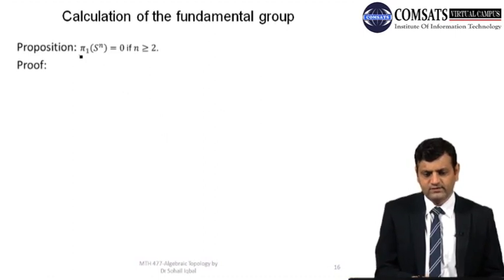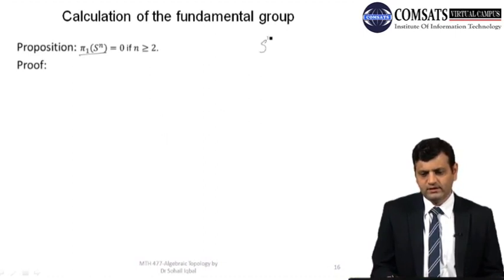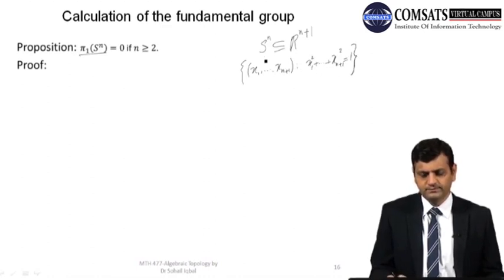It says that if we have Sn, which is basically an n-sphere in R^(n+1). So how do we define this thing? It is the collection of all points (x1, x2, ..., x_(n+1)) such that x1 squared up to x_(n+1) squared is equal to 1. So, the set of all points on this unit n-sphere. So this proposition says that whenever n is greater than or equal to 2, then the fundamental group is trivial.